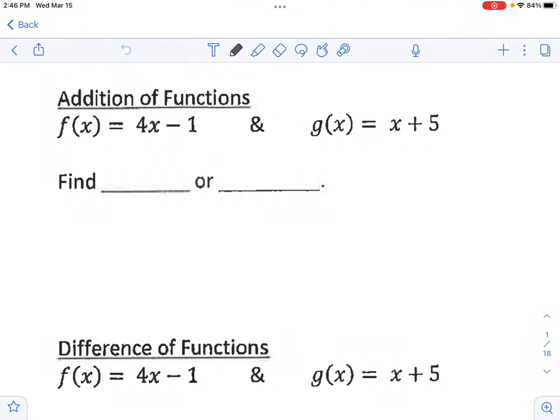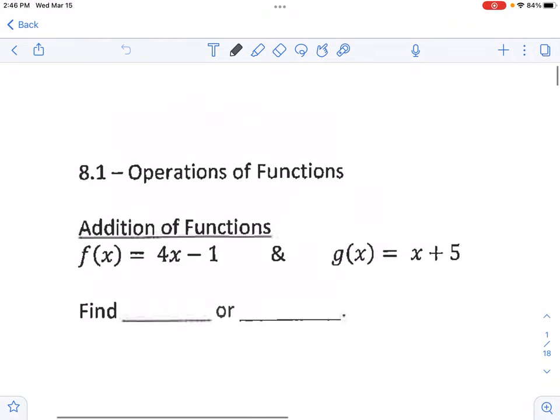Hi, welcome to the 8.1 video. In this video we're going to be talking about operations of functions. So we're going to start us off with adding functions.